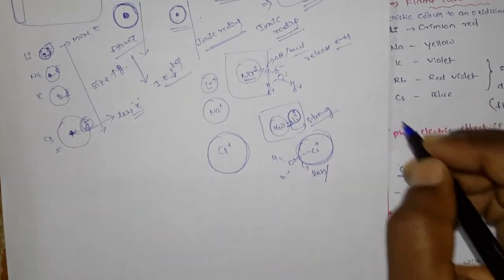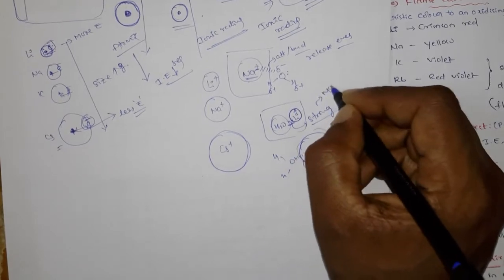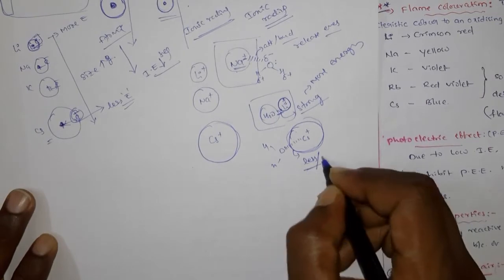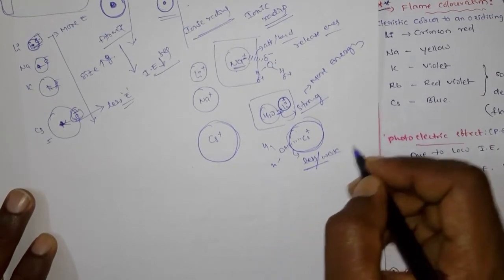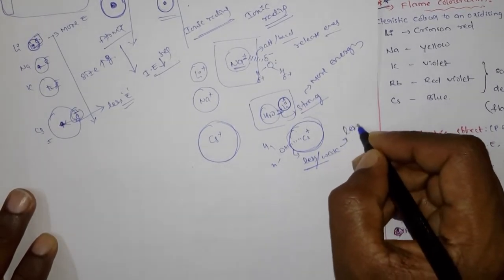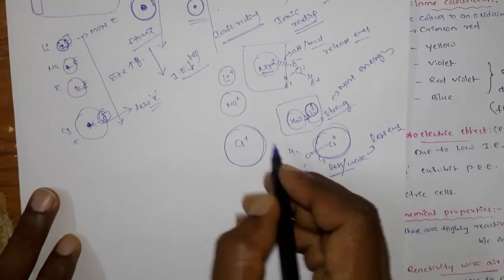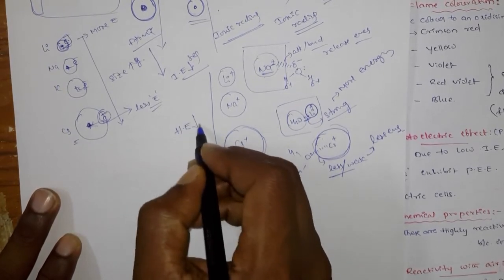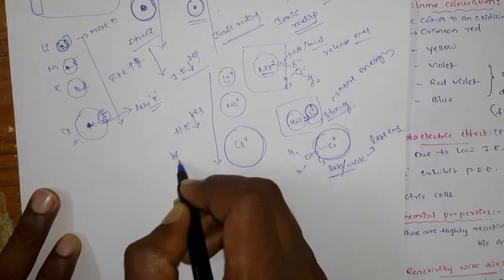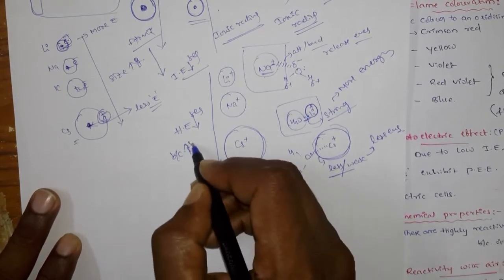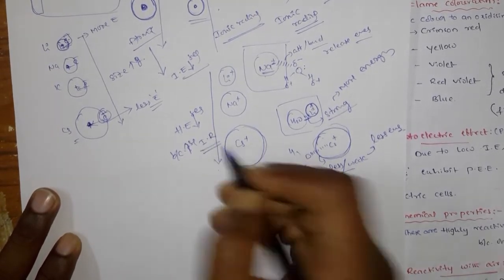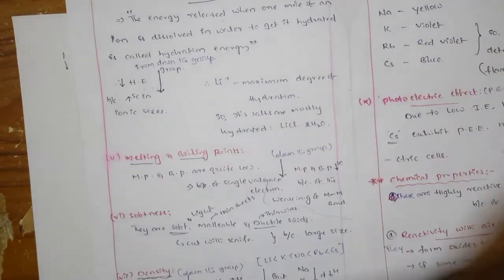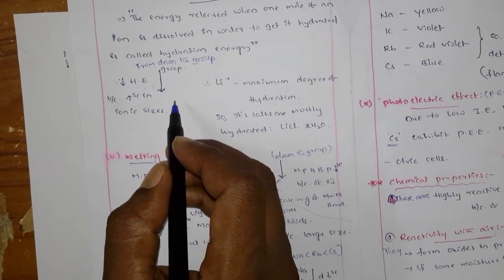So whenever the bond is strong, it releases more energy, and here is the weak bond, so here it is forming a very weak bond, so it releases less energy. Okay, so that is what I am saying: from top to bottom the hydration enthalpies decrease because of the increase in the ionic radius. Okay, right, this is about the hydration energy.